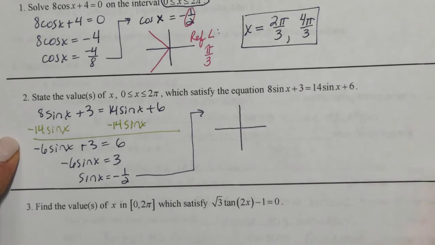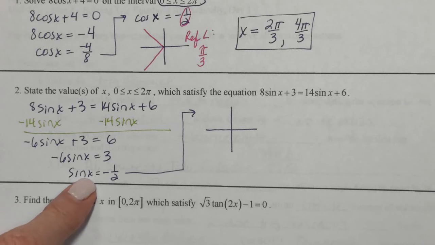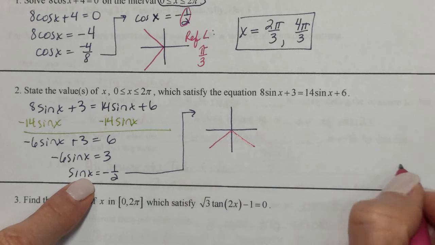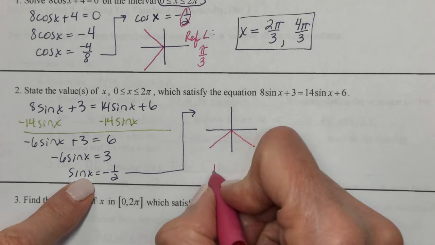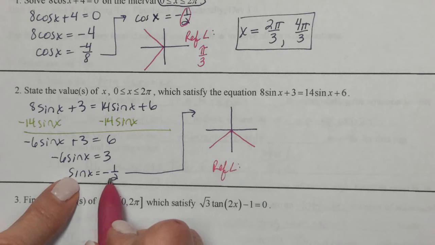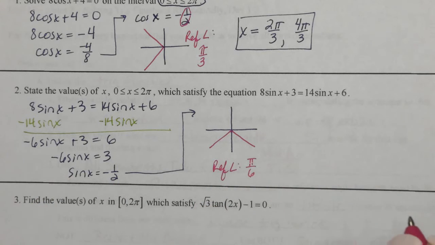Okay, time to think quadrant and reference angle. So which quadrants is sine negative in? Well, sine is negative in quadrant 3 and 4. That's where sine is negative. The reference angle is the angle that makes sine a half. Sine is a half at pi over 6.